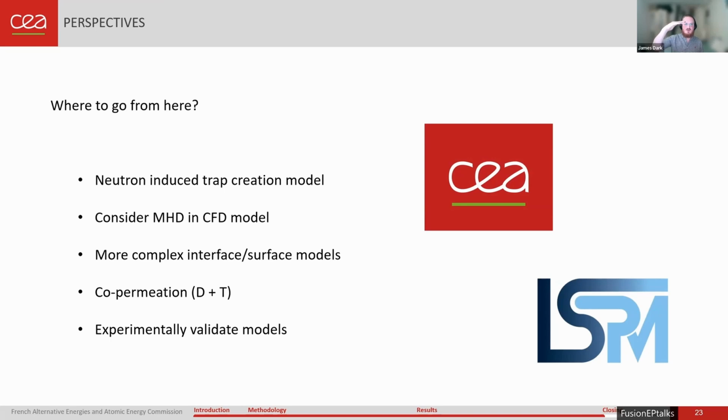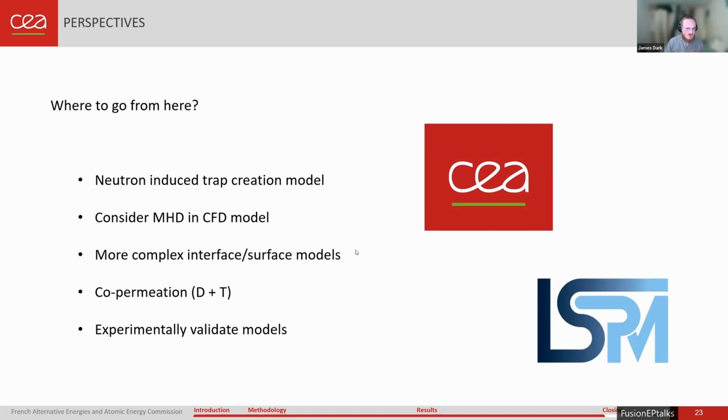So at the minute we just assume a steady state number of traps, which is associated to a material, actually this number could massively increase over time due to the neutron damage. Obviously, like I said before, MHD is something that's going to be really important to take into account in CFD to accurately model the velocity profile that we see and the velocity field in the model.